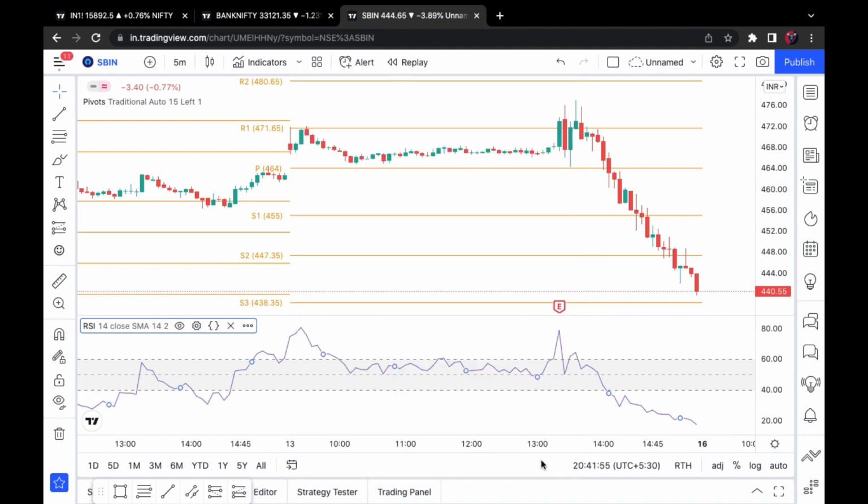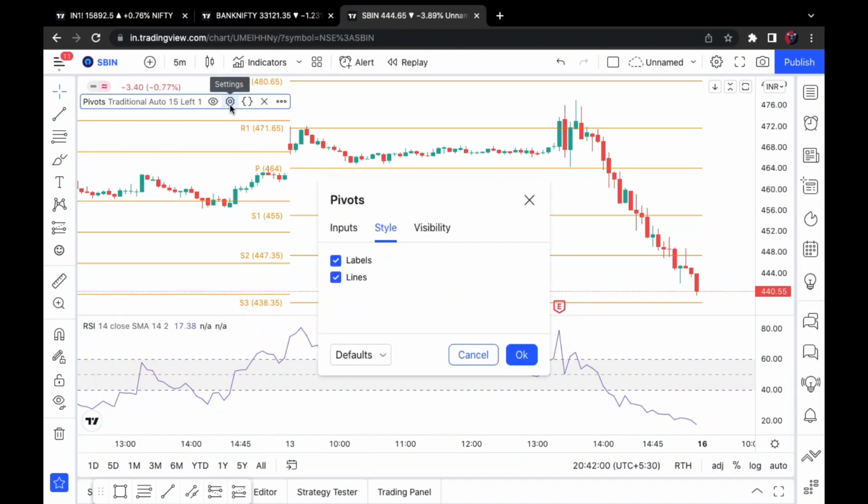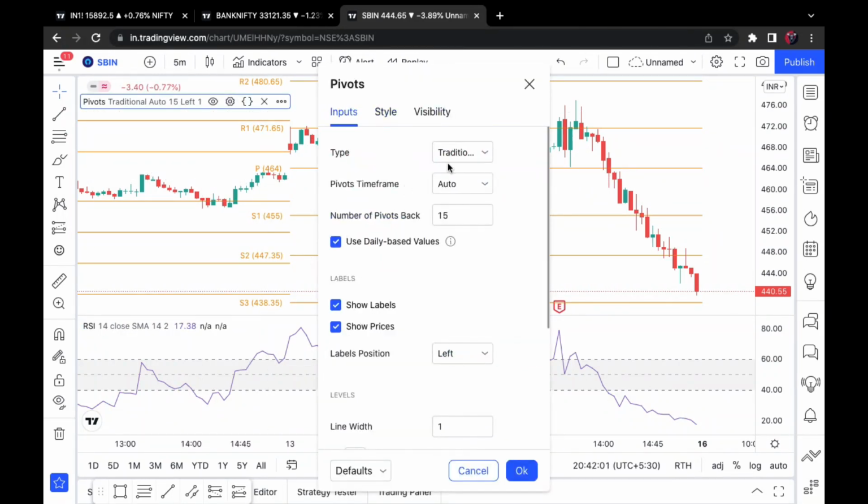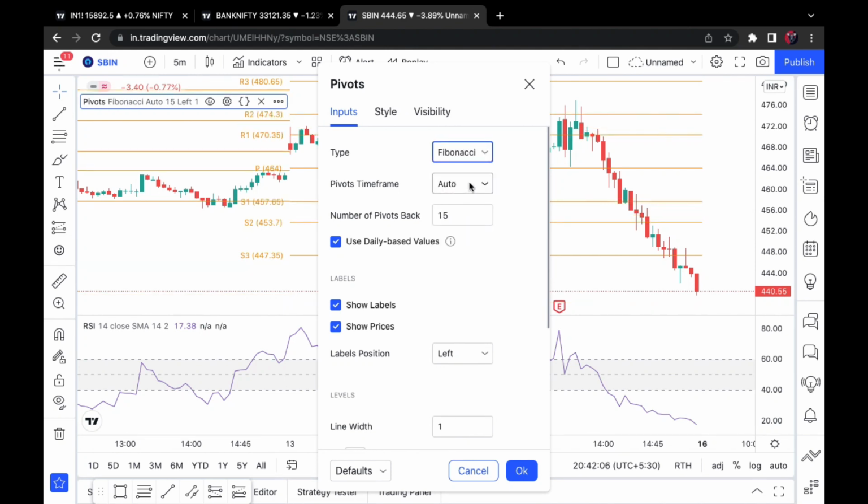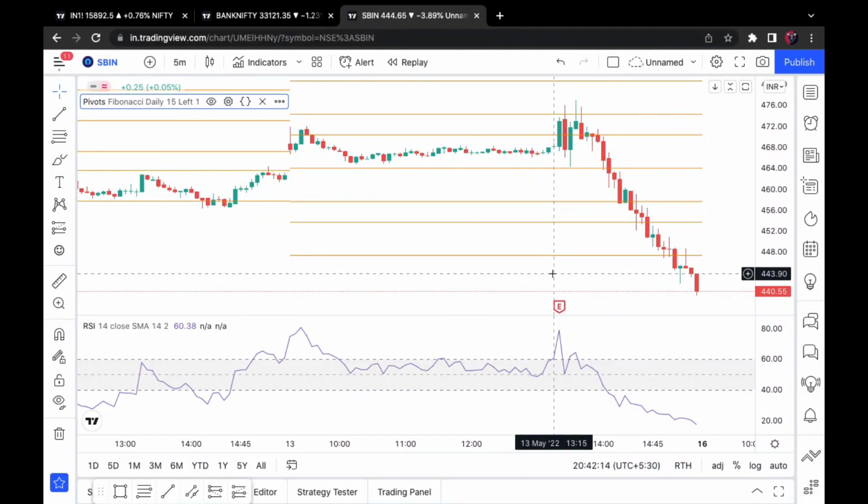You can click OK. Now you need to come in the pivot settings, inputs, convert this traditional into Fibonacci and the pivots time frame into daily time frame, and you can close the show labels and show prices. Now the indicator part is over.